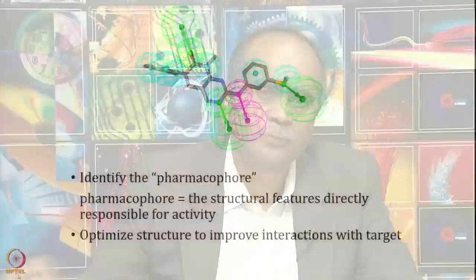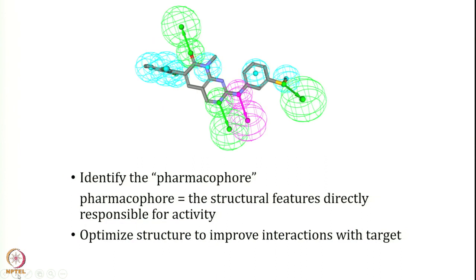and once you have a lead compound which binds to your target molecule, you identify something called a pharmacophore. It is the structural features that are directly responsible for the activity of the drug. So, that is a pharmacophore, like the epitopes that we studied last week, where we can identify the binding epitopes which bind essentially to the target molecule. Identify a pharmacophore, the entity that is responsible for the activity.